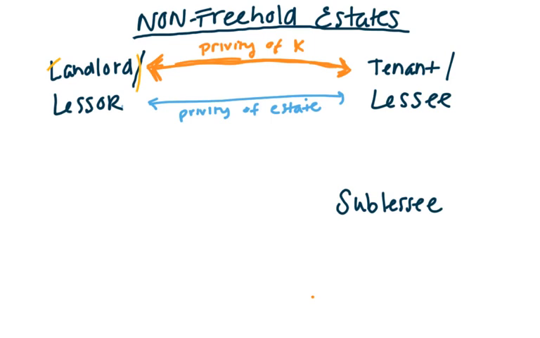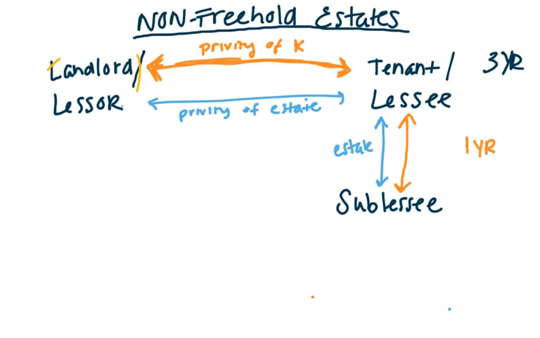So, for example, let's say the lessee or the tenant has a 3-year contract and they enter into a contract with the sublessee and they say, look, for the next 1 year, you can occupy the premise. And then after, we'll come back and take the property. In a case like this, the privity of estate flows from the tenant to the sublessee, back to the tenant.